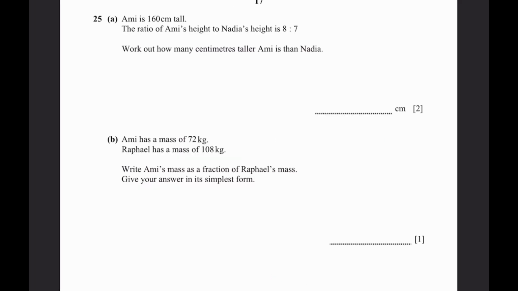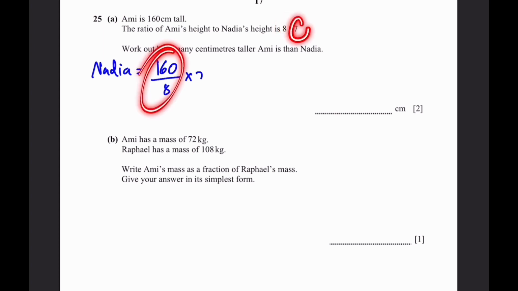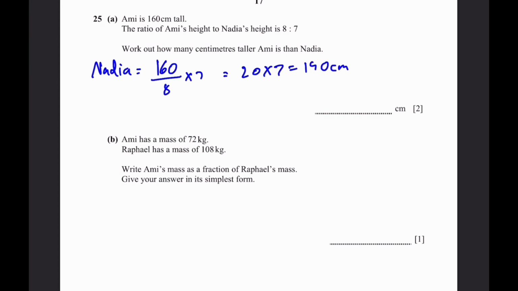Question 25. A. Ami is 160 centimeters tall. The ratio of Ami's height to Nadia's height is 8:7. Work out how many centimeters taller Ami is than Nadia. First, what's Nadia's height? It's 160 divided by 8, times 7, because one part is 160 divided by 8 and we need 7 parts. That's 20 times 7, which is 140 centimeters. Now the difference is 160 minus 140, which is 20 centimeters.